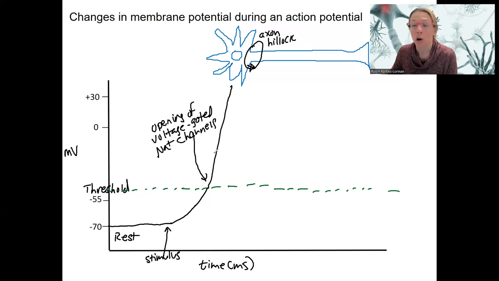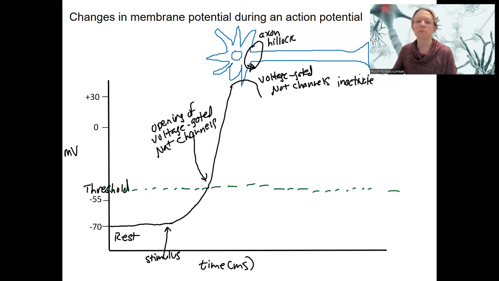Opening of them causes more to open. Open, open, open, until we get to about plus 30, in which case we're gonna max out those voltage-gated sodium channels. They are going to inactivate, not close, but inactivate. They have two different ways of being regulated. The other thing that's gonna happen up here is the voltage-gated potassium channels are going to open.